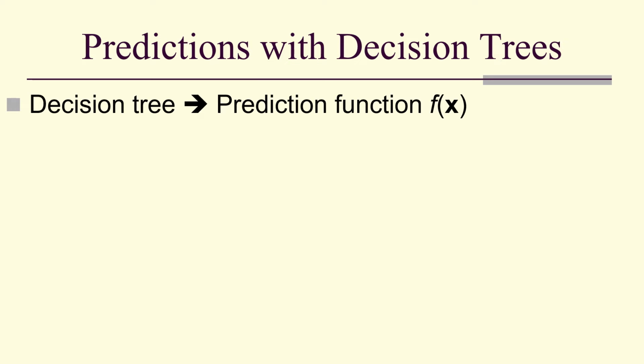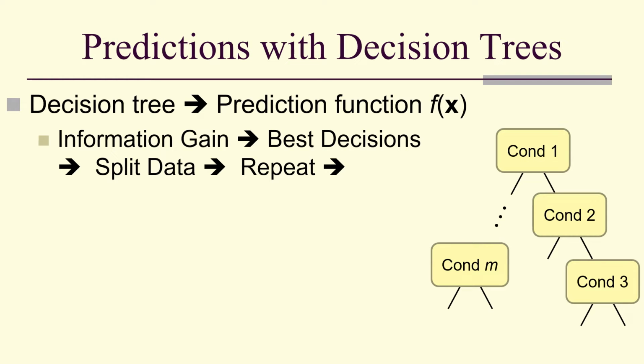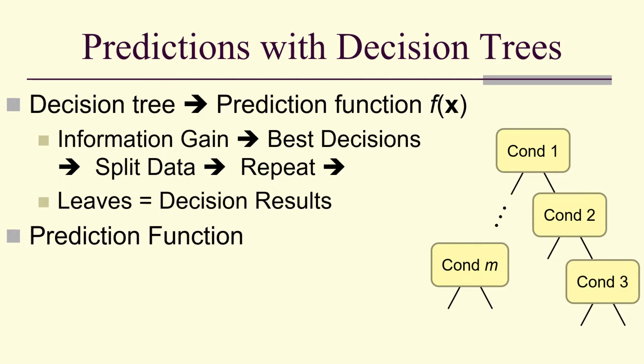To make predictions with decision trees, you have a prediction function f of x. What I mean by that is you do this information gain, you get the best decisions, you split the data, and then you repeat. This is the way we form the tree. And then the leaves give us the results.